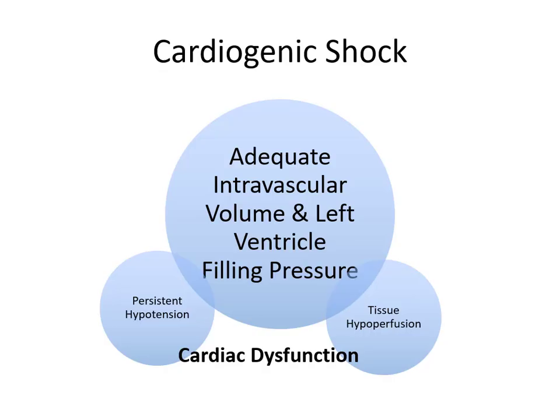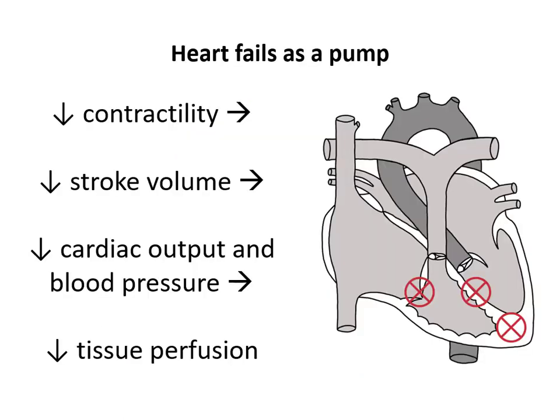Cardiogenic shock can be described as a situation where there's cardiac dysfunction, persistent hypotension, and tissue hypoperfusion in the setting of adequate intravascular volume and left ventricular filling pressure. This is different in comparison to hypovolemic shock, where there is inadequate intravascular volume and left ventricular filling pressure. In cardiogenic shock, the cause is usually in the form of valvulopathy or ventriculopathy.